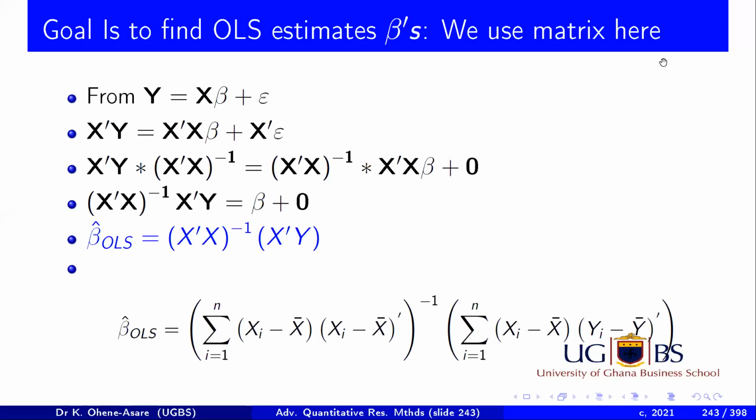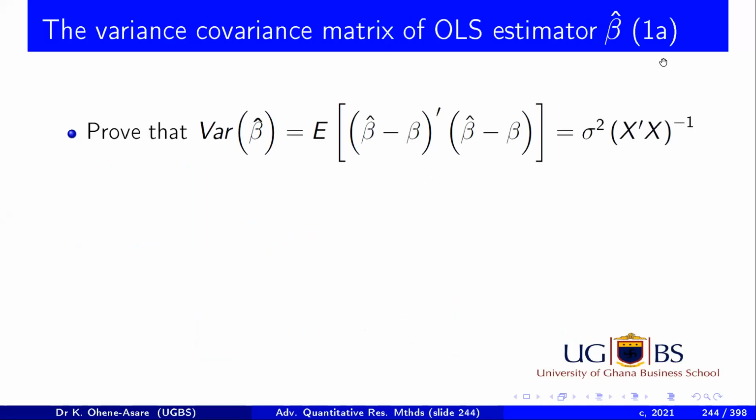I'm going to quickly do the variance covariance matrix. We generated the beta last time, so I want to quickly do the variance covariance matrix before we go to the R. So this is what we want to do. Prove that the variance covariance matrix, so that's the variance of the beta, is equal to the expected value of this. And finally, it is the sigma square over the x prime x to the power negative 1.